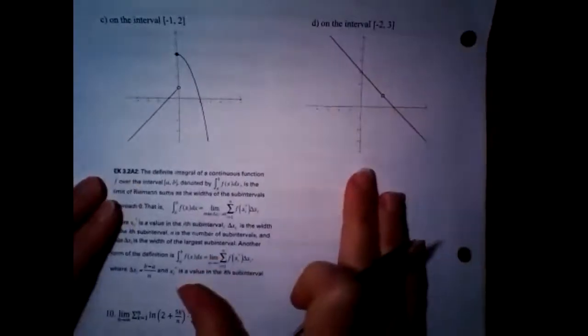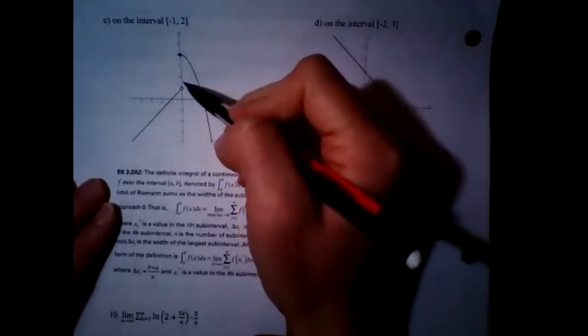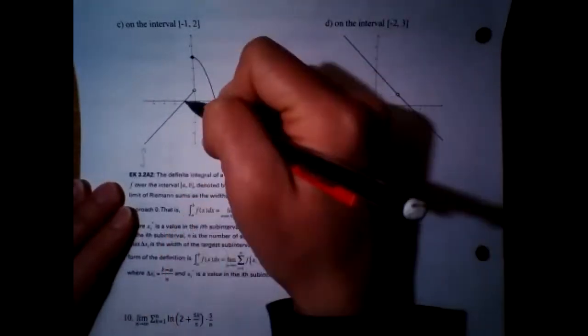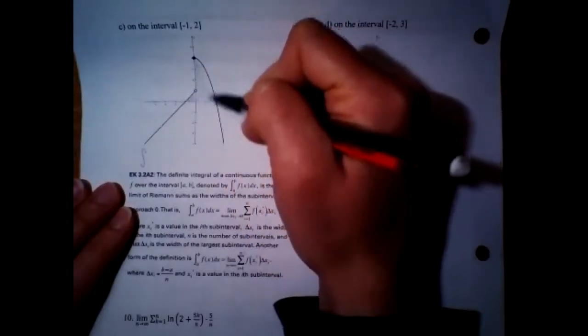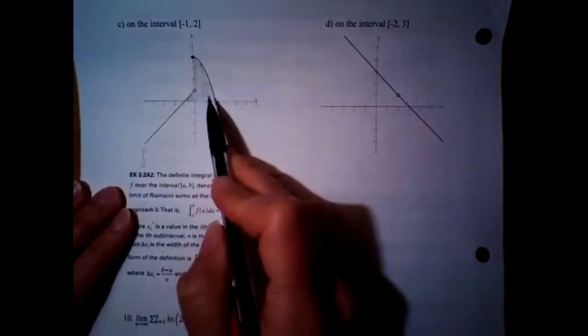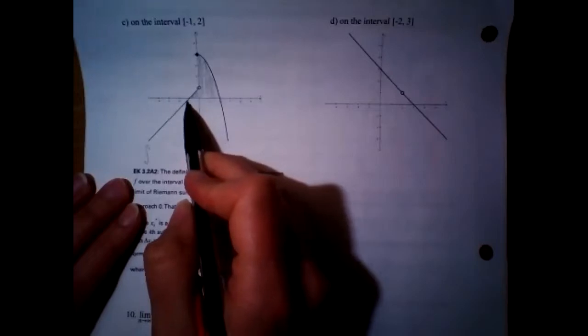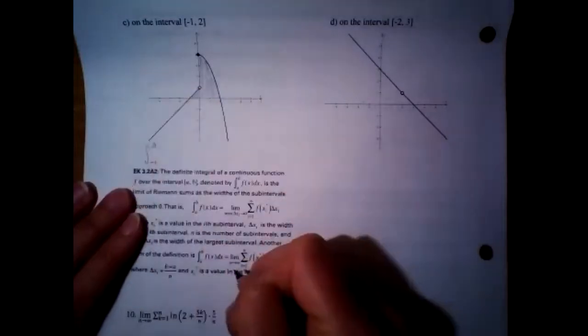This one, actually both of these, we're going to have to split. It's going to be two separate integrals. This one's going to split at zero. So first integral, and where did it say this one is starting? So from negative one to two. So we're going to start at negative one and then go all the way to two. So this is the area that we're trying to find. So if we split this, the first integral is going to be from negative one to zero. I'm going to split it right here. So negative one to zero.